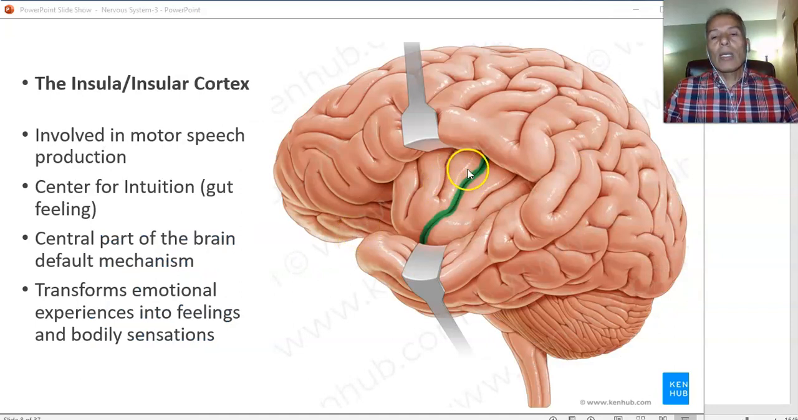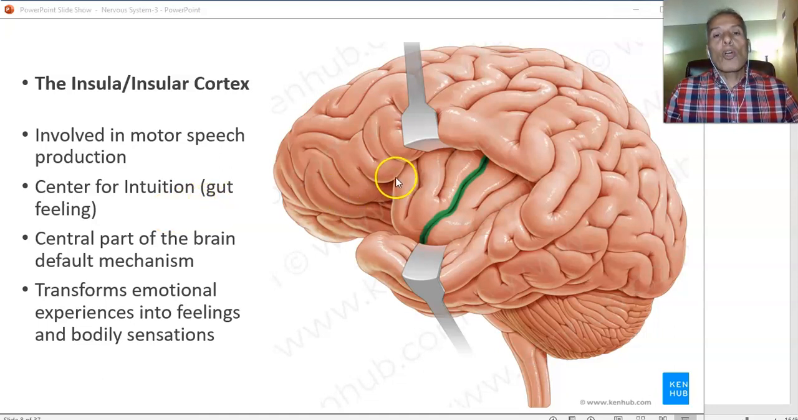So then we go to the insula or the insular cortex, and this is a structure that is covered and insulated or buried within the lateral fissure, okay? So if you open up the lateral fissure, you're gonna see the insula. Now there's an important structure that I'm gonna explain here.